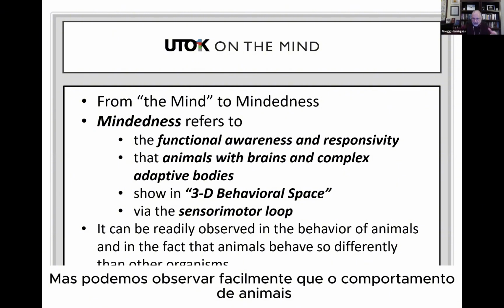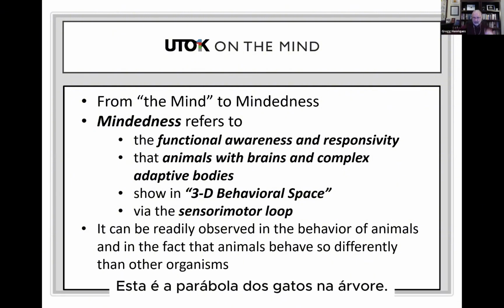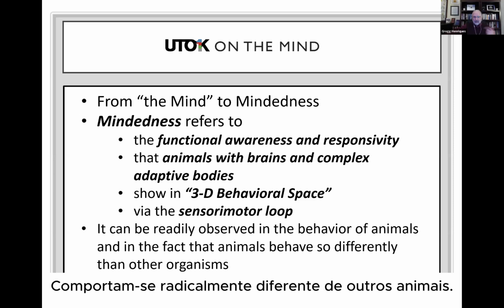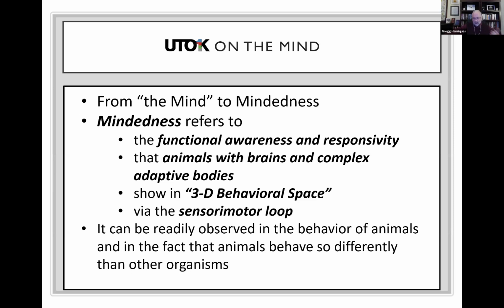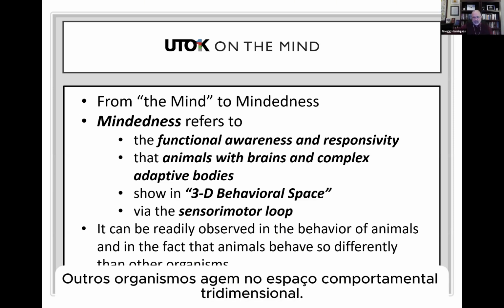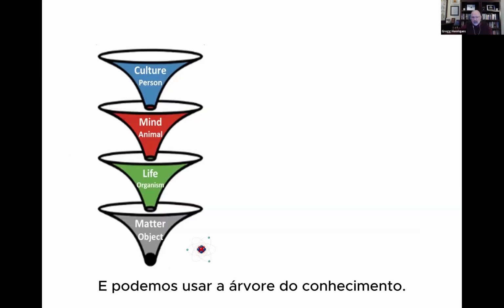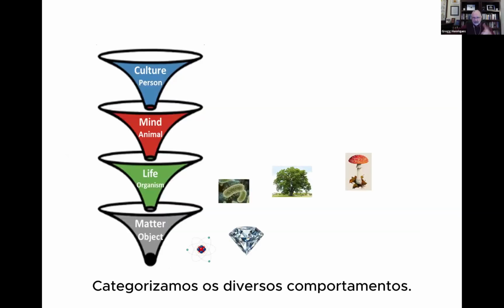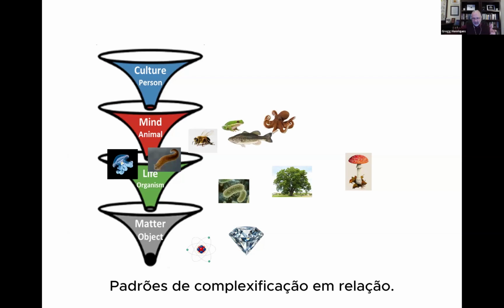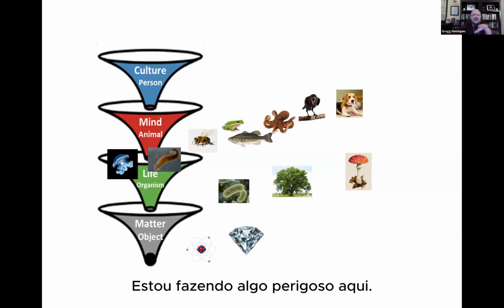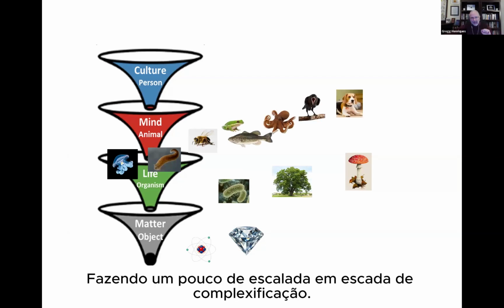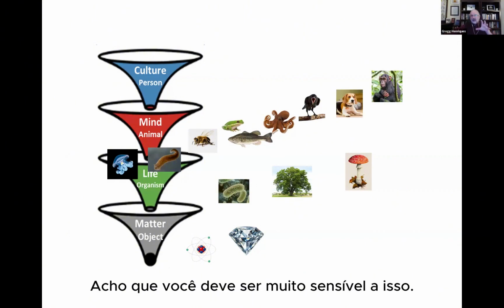But we can readily observe that the behavior of animals, this is the parable of cats in a tree, do behave radically differently than other animals, other organisms. They operate in 3D behavioral space. And we can use the tree of knowledge and categorize the various behavior patterns of complexification in relation. I'm doing a dangerous thing here, doing a little bit of ladder scaling of complexification. I think you want to be very sensitive to that. And at the same time, there's certainly some truth to that.